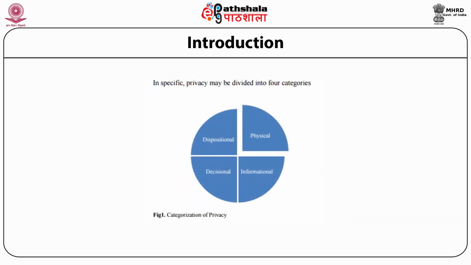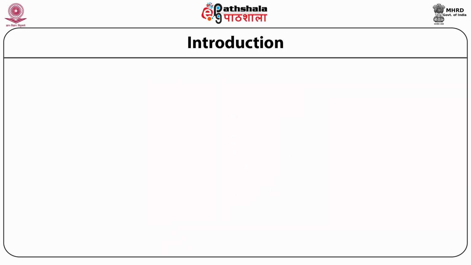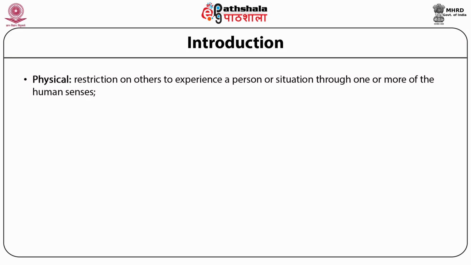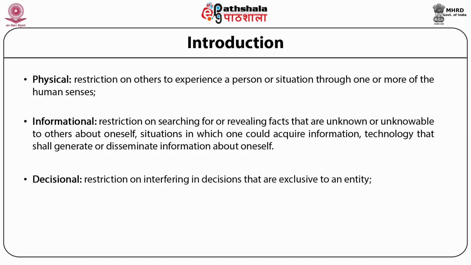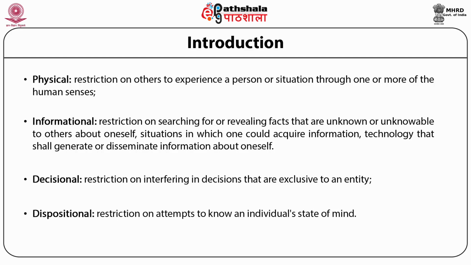Privacy may be divided into four categories: the physical, informational, decisional, and dispositional. Physical privacy refers to restrictions on others to experience a person or situation through one or more of the human senses. Informational privacy refers to restrictions on searching for or revealing facts that are unknown or unknowable to others about oneself, the situation in which one could acquire information, and technology that shall generate or disseminate information about oneself. Decisional privacy refers to restrictions on interfering in decisions that are exclusive to an entity. And fourthly, dispositional privacy refers to restrictions on attempts to know an individual's state of mind.